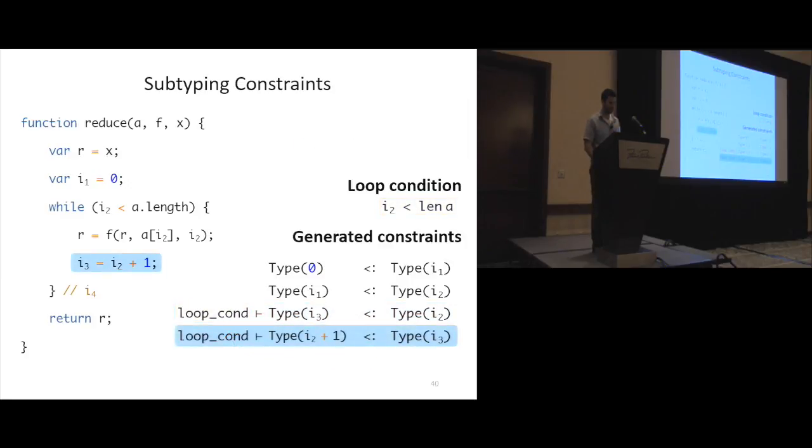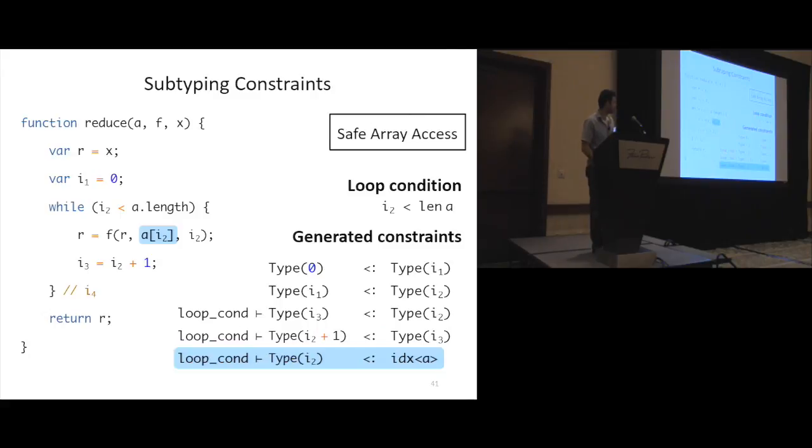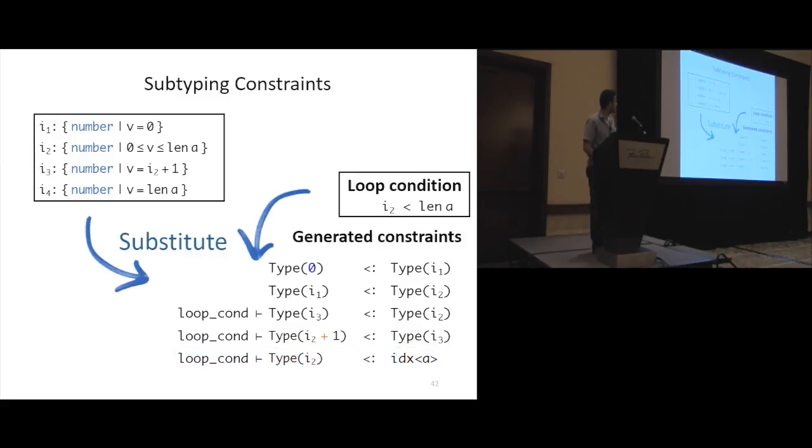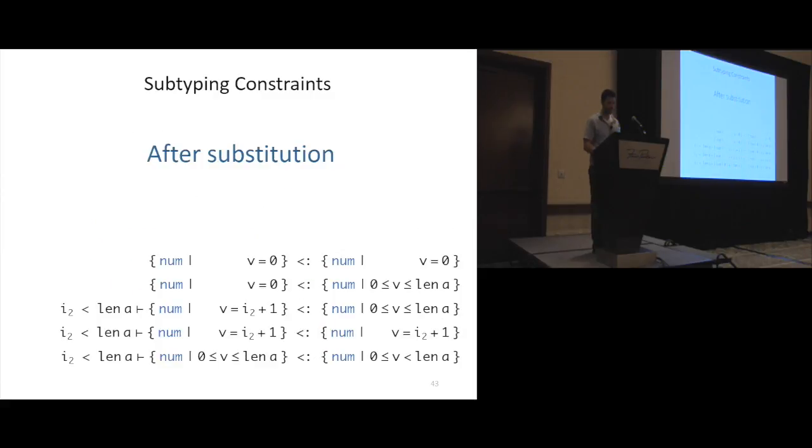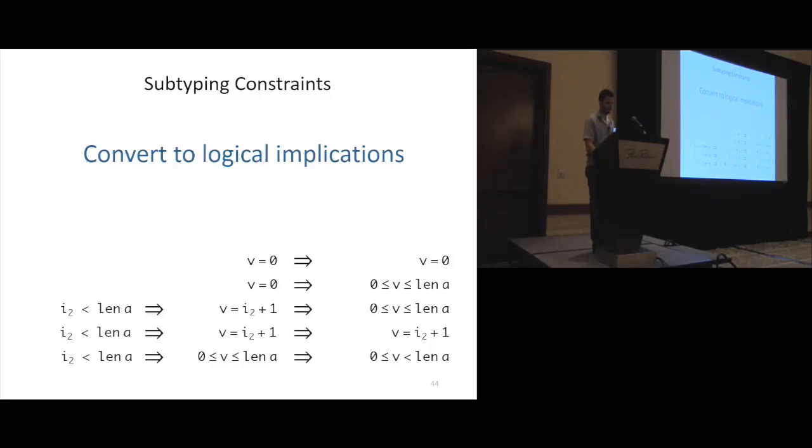Similarly, we create constraints for the assignment to I3. And finally, a constraint to encode the safe array access. So now we gather a bunch of constraints, and we can use the original types that we assigned to I1 through I4 in the loop condition and substitute those in these constraints and end up with an expanded version of these constraints. And as is typical with refinement type systems, we convert these to logic and implications that can then be solved via an SMT solver.